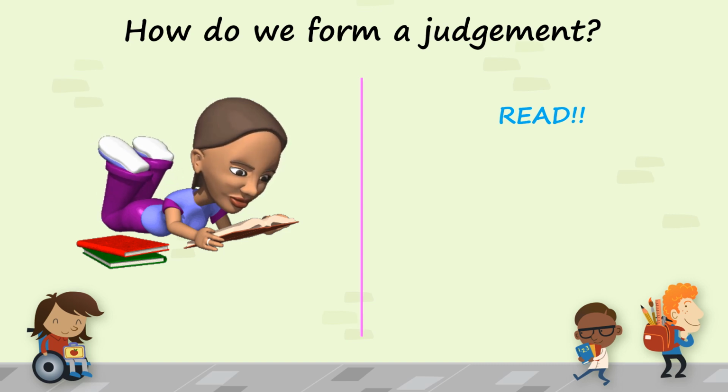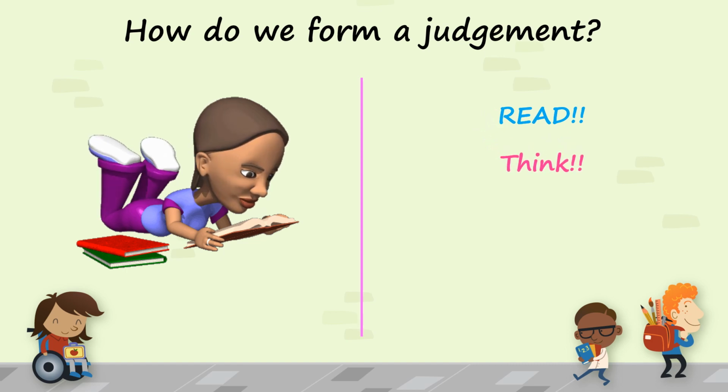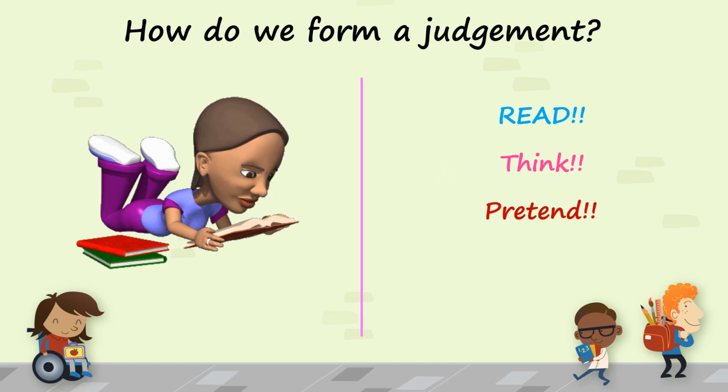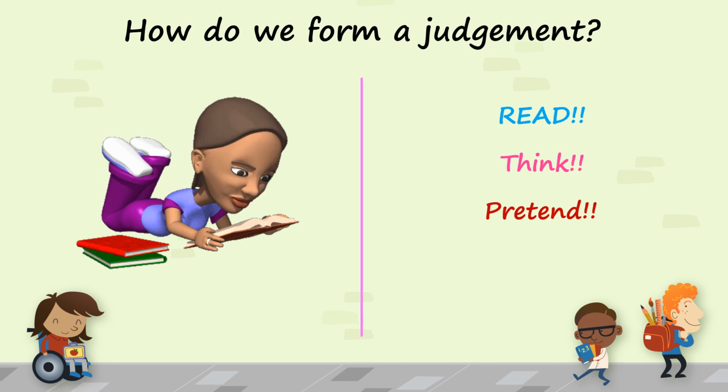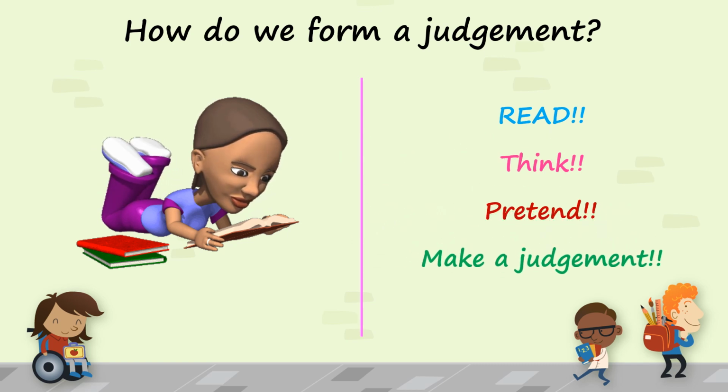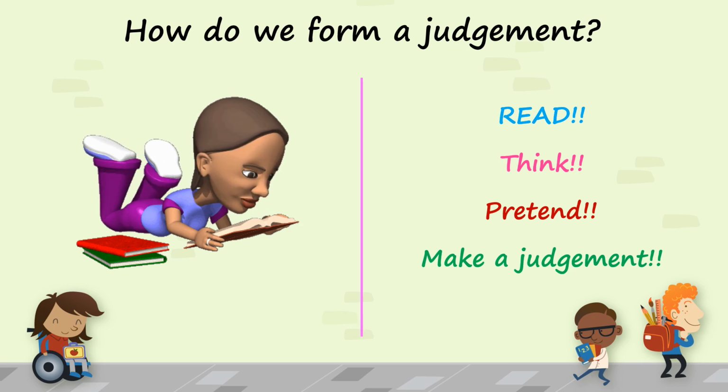Step 2. Think. Activate those brain juices and start thinking about what you've read. Think about everything that took place in the story. Step 3. Pretend. This is where you become the character. When you pretend as if you are the character, your mind begins to generate thoughts, feelings, and decisions. Step 4. Make a judgment. This is where you state your opinion or make a decision based on the events that took place in the story.